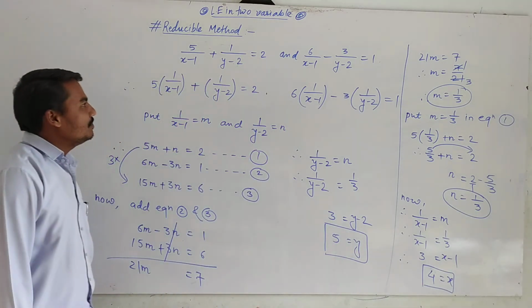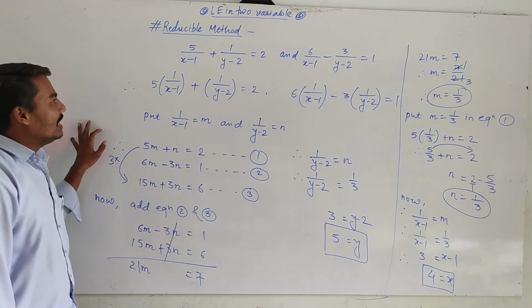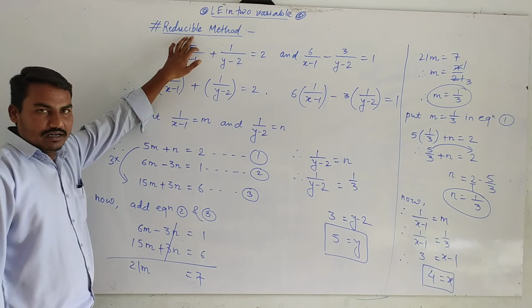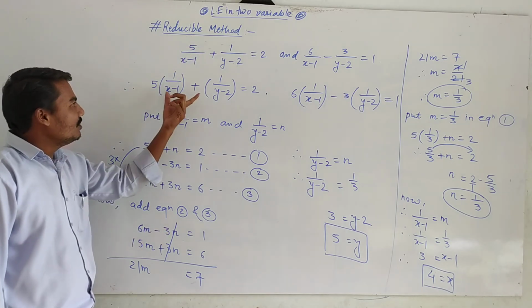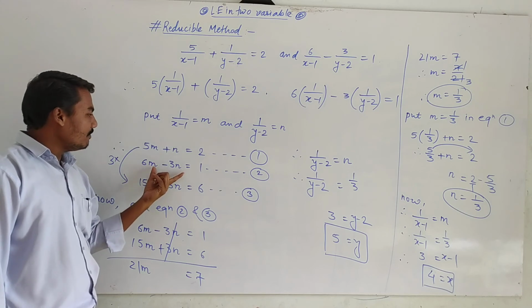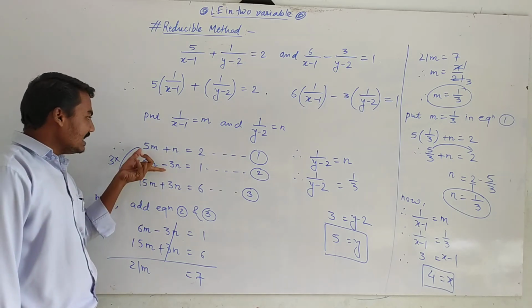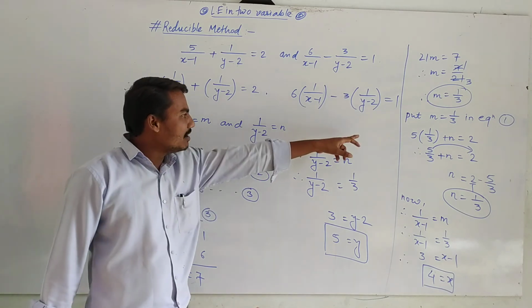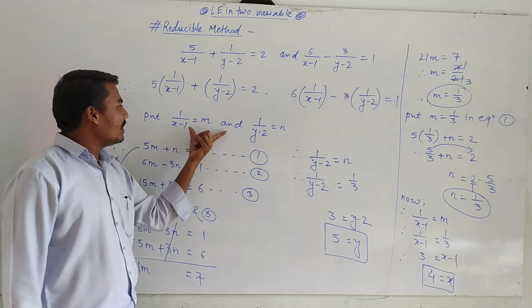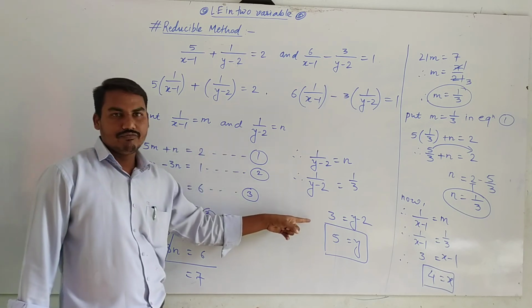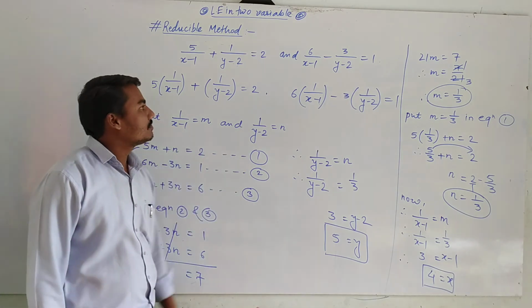So this is the general method to solve the given linear pair of equations by the reducible method. Understood? First we have to reduce these two linear pair of equations to a simple form, and again solve these two linear equations by any method. After getting the values of these variables, put these values in our original consideration and find the values of x and y. Understood? Thank you.